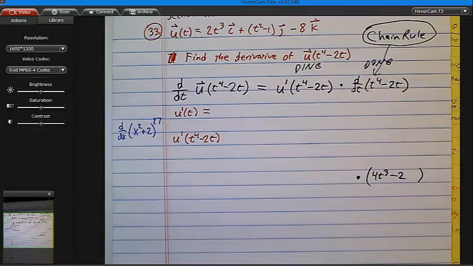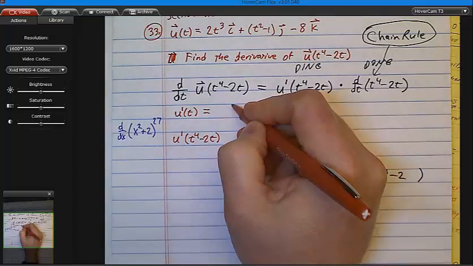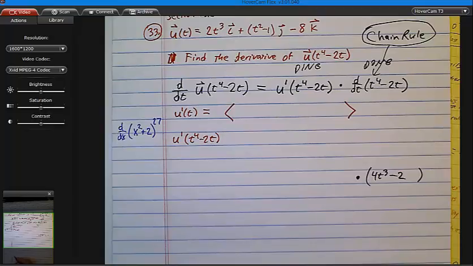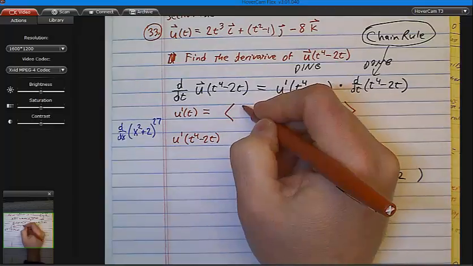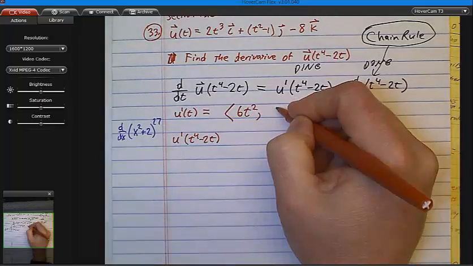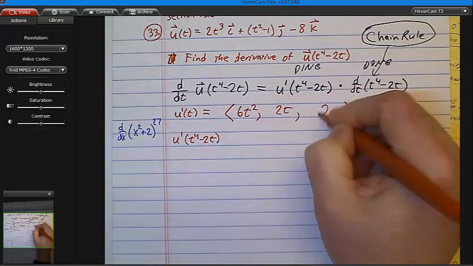So here we go. U prime of t would be, and if you guys are okay with it, I want to switch to the bracket notation. I just think it's faster, and we're on the clock. So I'm getting 6t squared. I'm getting 2t, and I'm getting 0. Yeah?